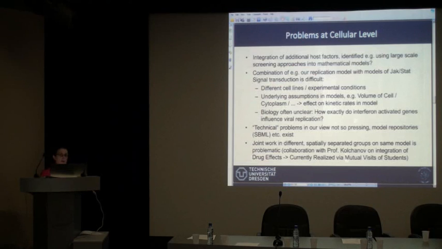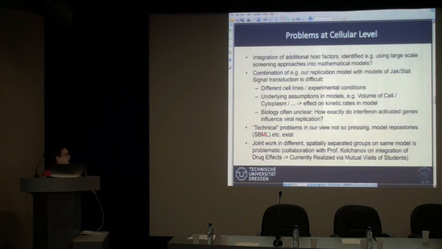What we tried in our group is to combine different models, but then the problem is they have been established in different cell lines and different experimental conditions. The underlying assumptions are not valid, for example the volume of cells and cytoplasm, and often the biology is unclear. So interferon, as I said, is the immune response, but how can this influence the viral replication? Where does this take place?